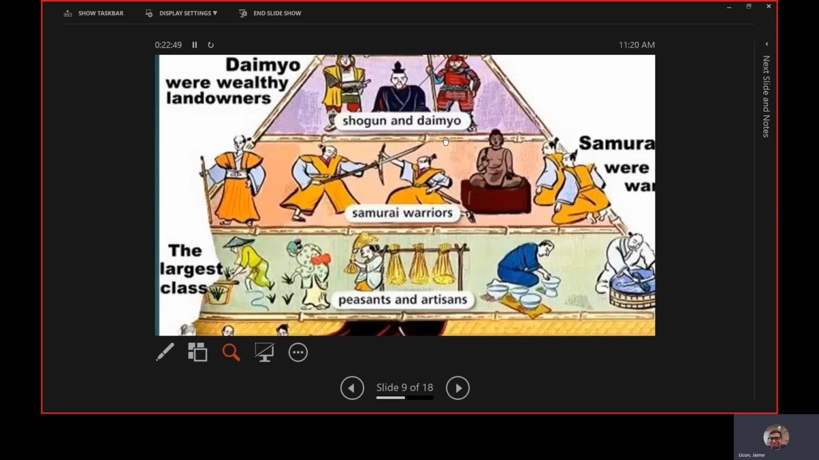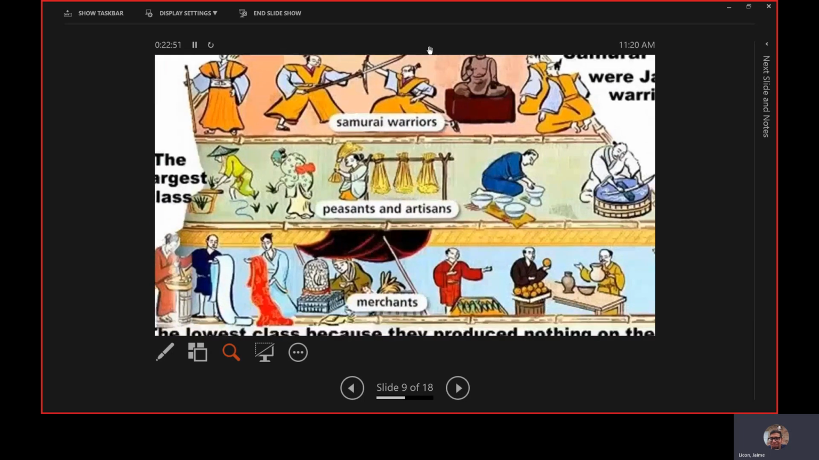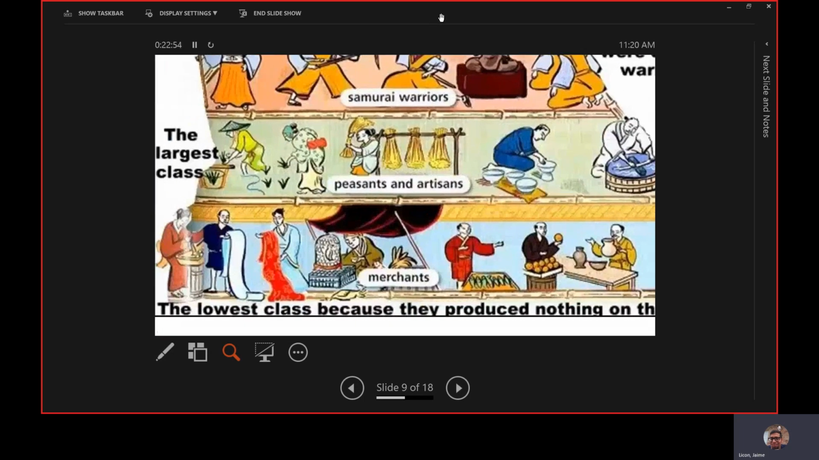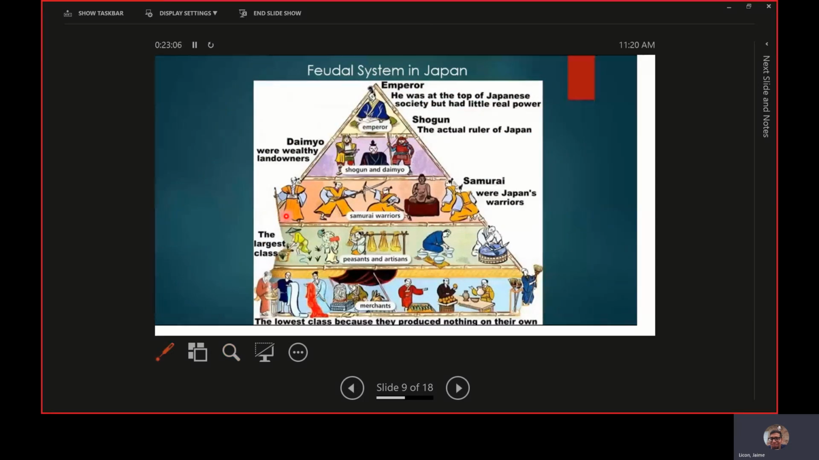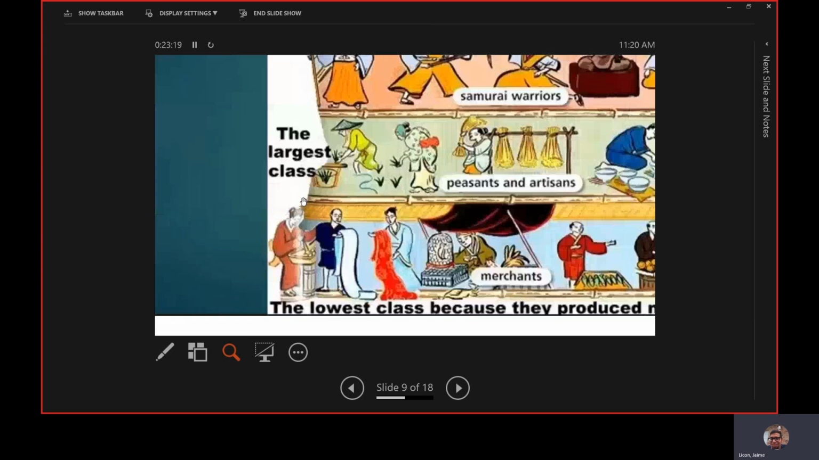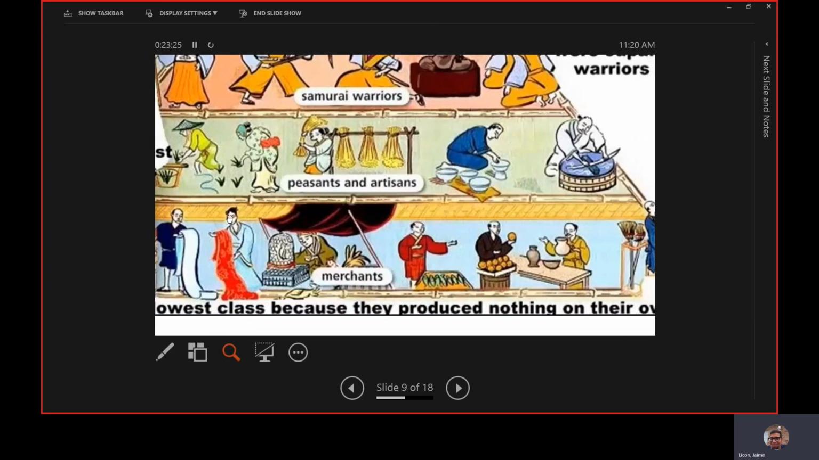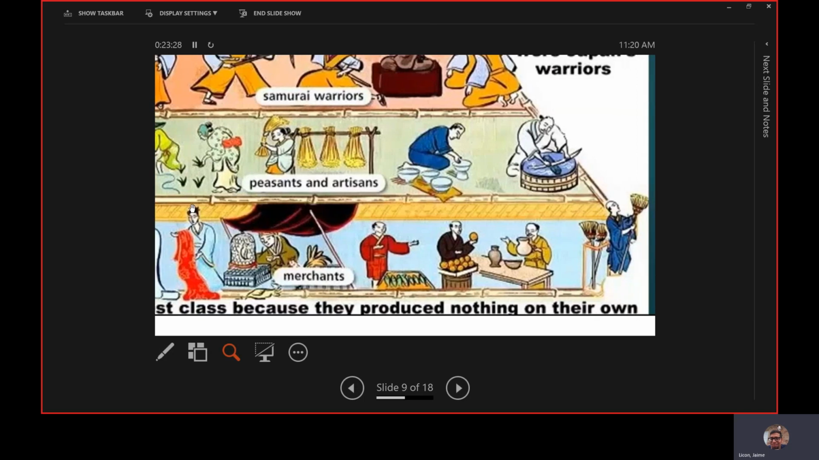Actually, there's somebody below them. The merchants. These are business people, and in fact they're rich. Japan is kind of a weird place because they put merchants on the bottom, even though these people are rich. The slide tells you why: merchants were the lowest class because they produce nothing on their own. They don't make anything.